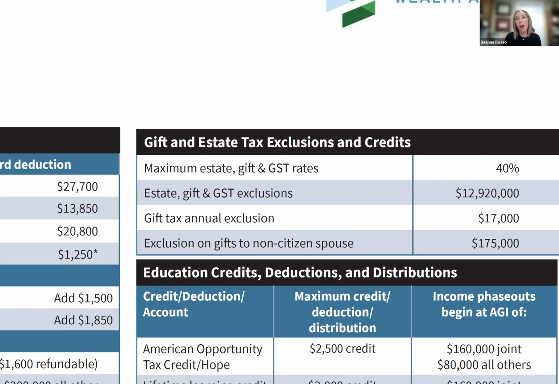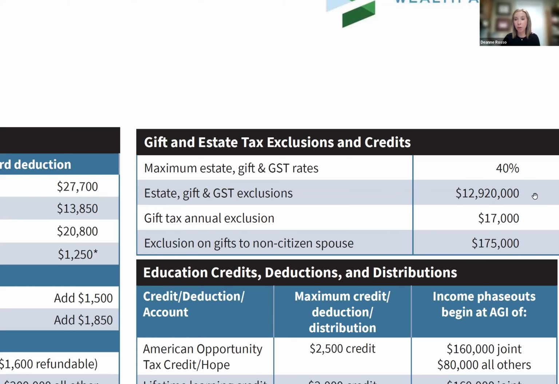And also you don't have to file a gift tax return if you keep it under 17,000. But it's not a big deal if you give more than 17,000. All you have to do is file a gift tax return. And the reason that that's important is our estate tax exclusion right now is really high.